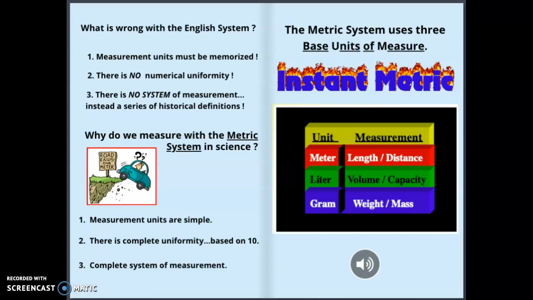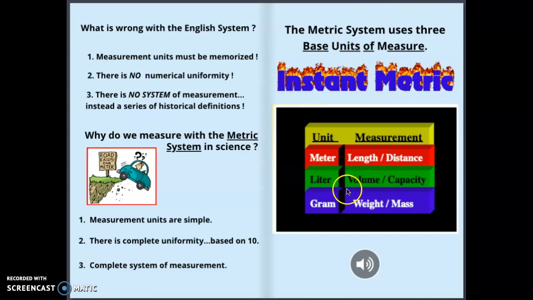So the metric system, the units are simple. There's only 3 base units. It's a complete system, meaning you can measure volume, length, and mass all in the same system. And it's completely numerically uniform. It's all based on multiples of 10.